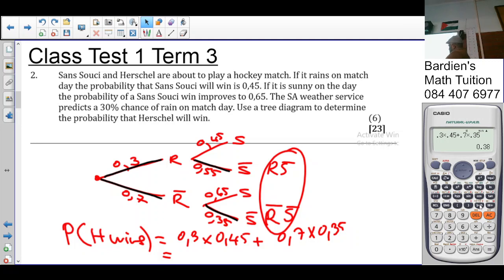I think I'm wrong here. I think it was 0.4. Let's check here. Oh, I wrote 0.45. I marked the right branch, but I wrote the wrong value. So it's 0.7. Here we go. The probability that Herschel wins is 0.4. That's what we do.